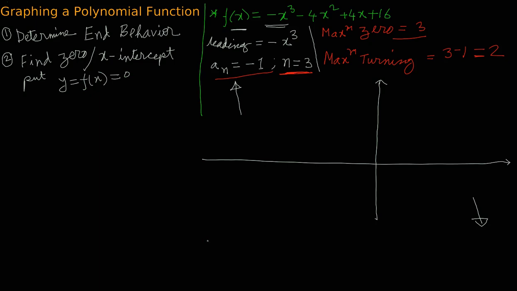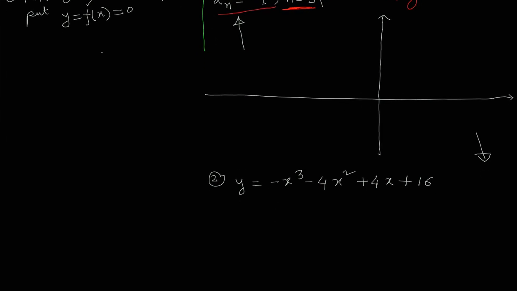So for step number 2, I'm going to do it here. We get y equal to my function f(x), which is negative x cubed, negative 4x squared, positive 4x plus 16. I just simply rewrote my function. Now I am going to put y equal to 0, so I'm going to set this equal to 0.